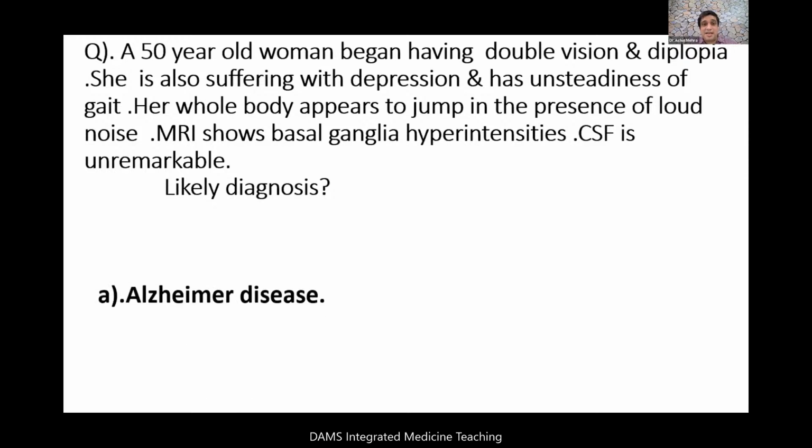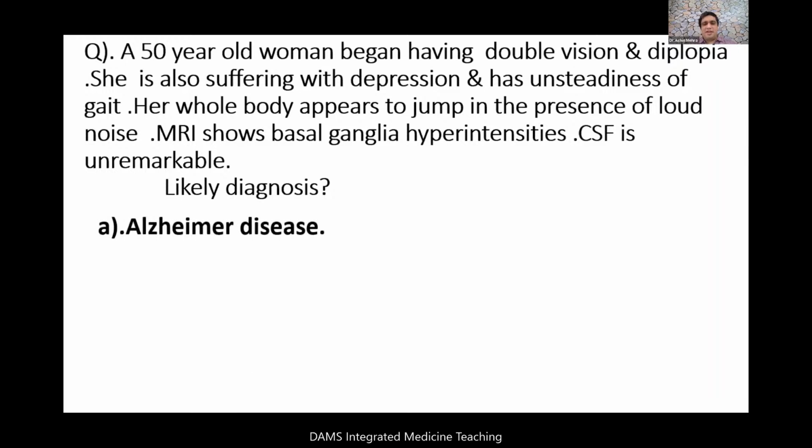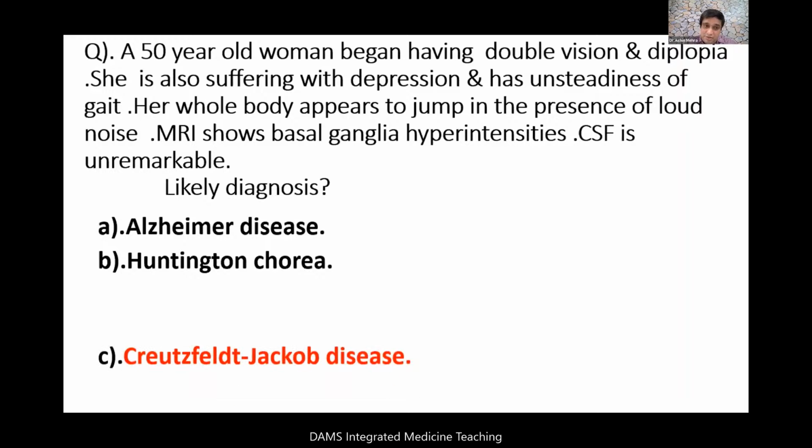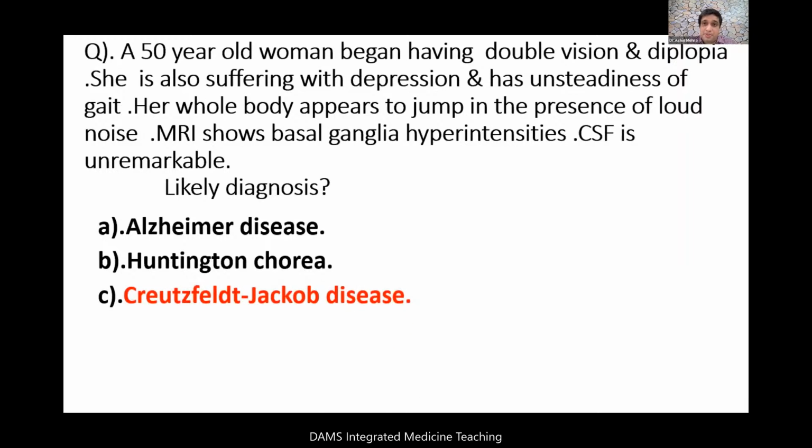Likely diagnosis. Alzheimer? No. Alzheimer will always have a history of memory loss as a predominant symptom, and that's not there in the question. And most important, basal ganglia hyperintensity doesn't fit into that. Huntington chorea at 50 years, I agree, could happen, but the background of family history of this disease should be there. And this person jumping in the presence of a loud noise is not chorea, it is myoclonus, right? So the best answer is CJD, or Creutzfeldt-Jakob disease.